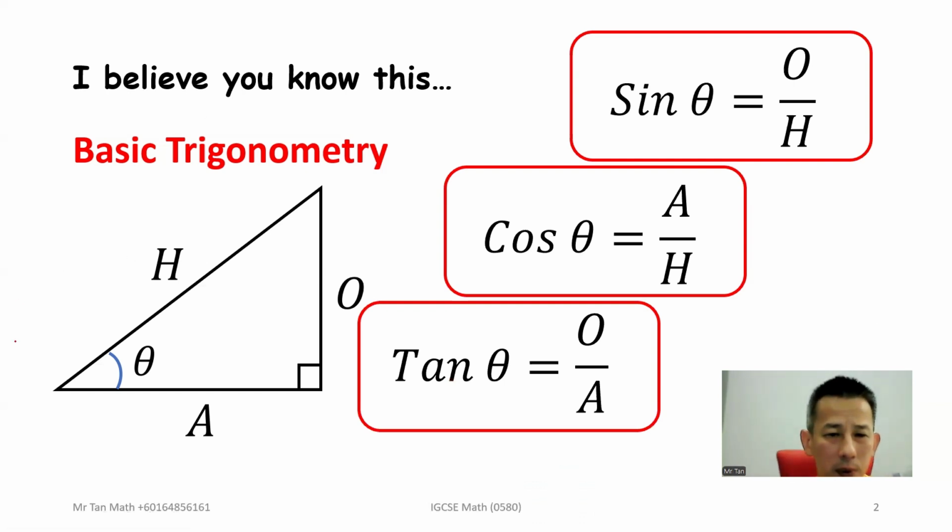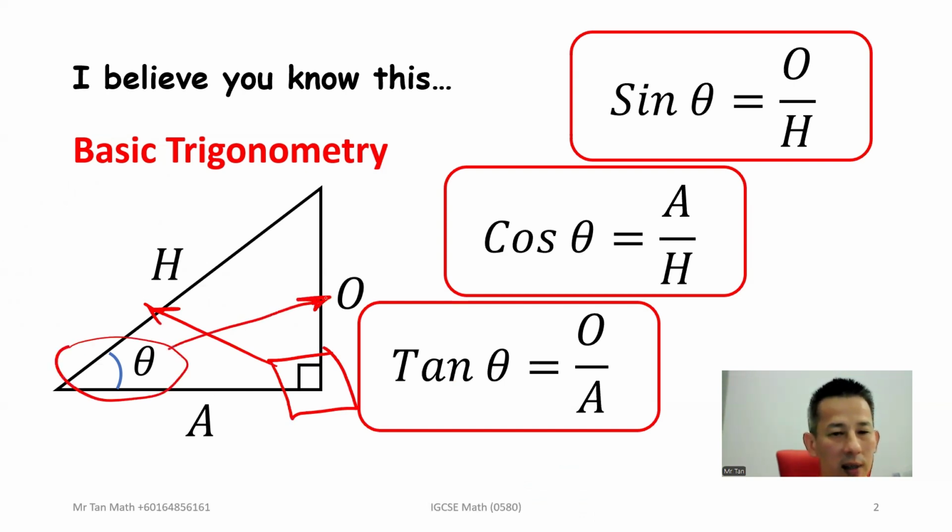If you're having problems identifying the H, O, and A, this will be an easier way. H is the one that is opposite the right angle. This will be the H. And O will be the one that is opposite the angle. So you need to know how to identify these three sides, H, O, and A.